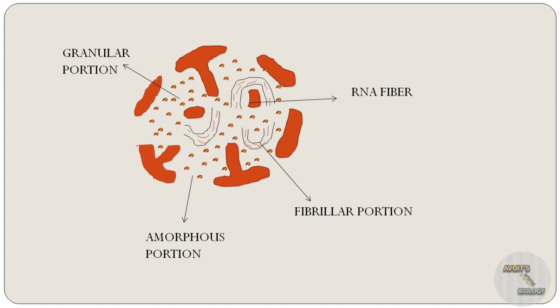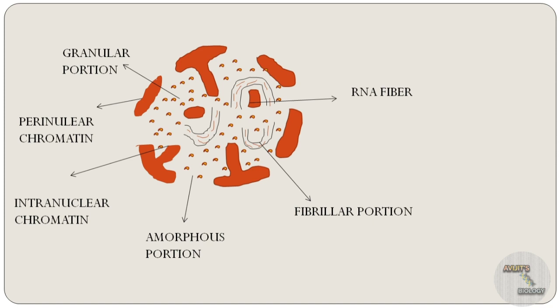This is the amorphous portion, which is mainly composed of proteins. The chromatin portion is the part of the chromatin which is attached to the nucleolus, and the chromatins which are present at the perimeter of the nucleolus are called the perinuclear chromatin, and the chromatins present at the center of the nucleolus are known as the intranuclear chromatin.